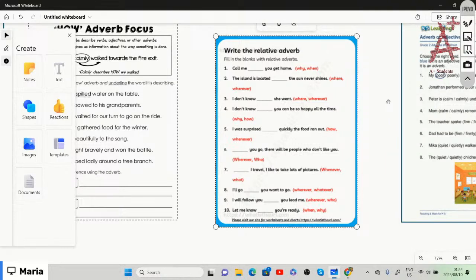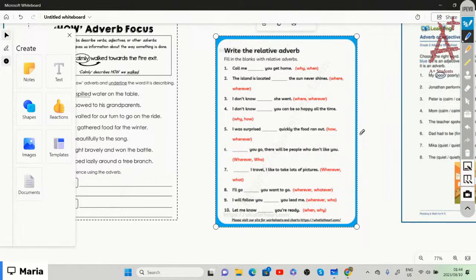And once again, an adverb describes a verb, an adjective, or an adverb, right? And it gives us information about the way something is done, right? And we said that adverbs either tell us how, where, or when, right? So those are adverbs. Now we're going to write the relative adverbs by choosing the correct word in the bracket, right?